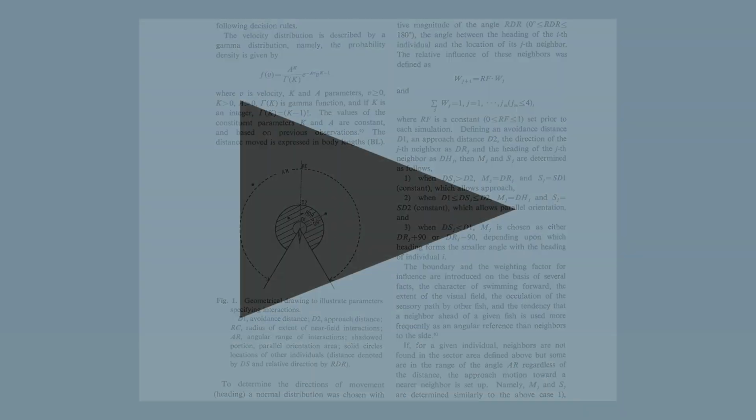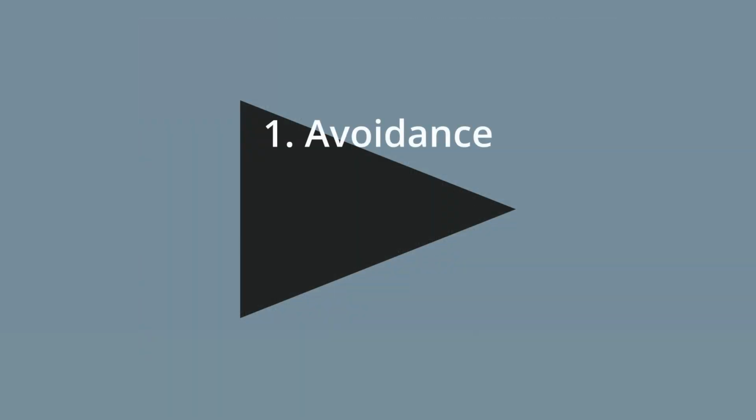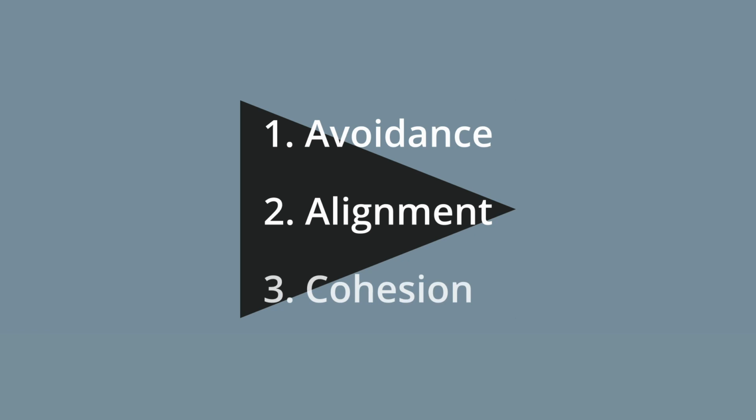To create this fish behavior, I'll use the 3 rules from a paper often quoted when talking about boids: avoidance, alignment, and cohesion. Each boid will be looking at its neighbors, and depending on their distance, will try to dodge them, adopt the same angle, or swim towards them.